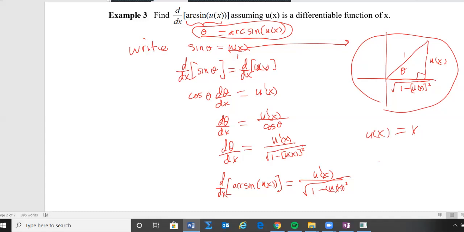So some students will just remember that just plain old arc sine of x here will be equal to 1 over square root of 1 minus x squared. It's an easy result to remember.